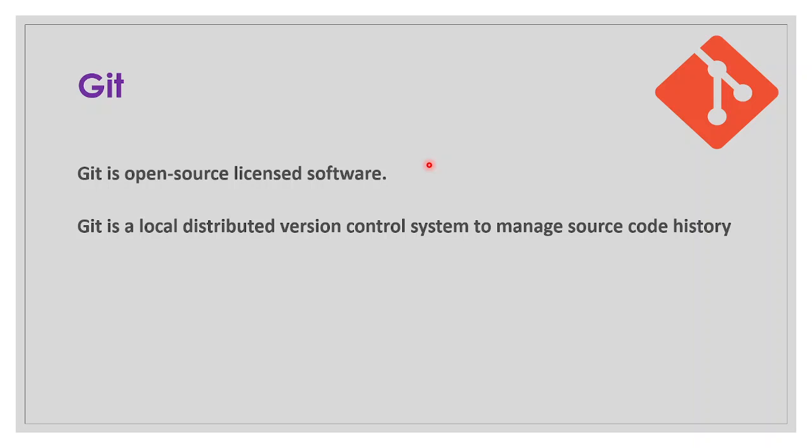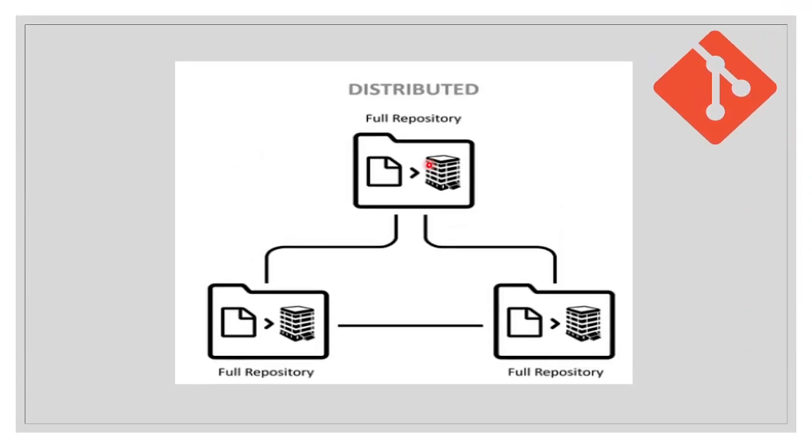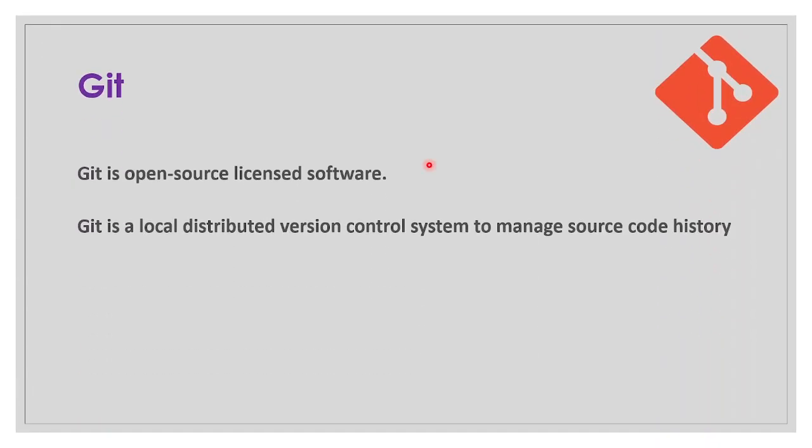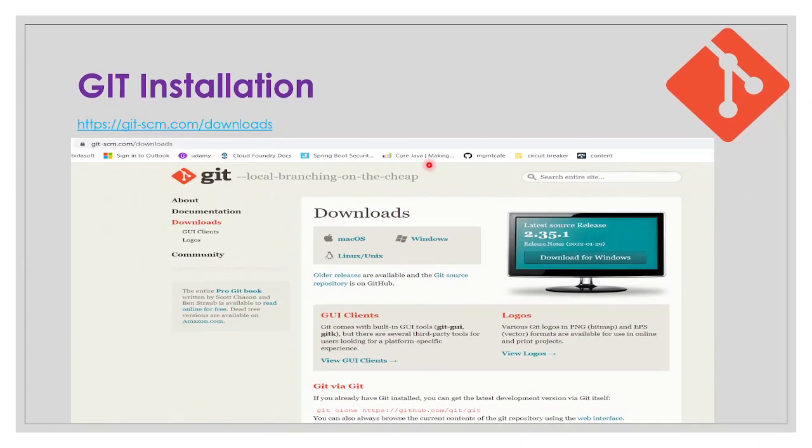Here comes Git. So what is Git? It's an open source licensed software, and it is a local distributed version control system to manage the source code history. In the previous architecture, we discussed the distributed way, right? In your local machine, you need to maintain a repository. That repository can be maintained by using Git software. And we need to install Git on your local machine to have a local repository to work.